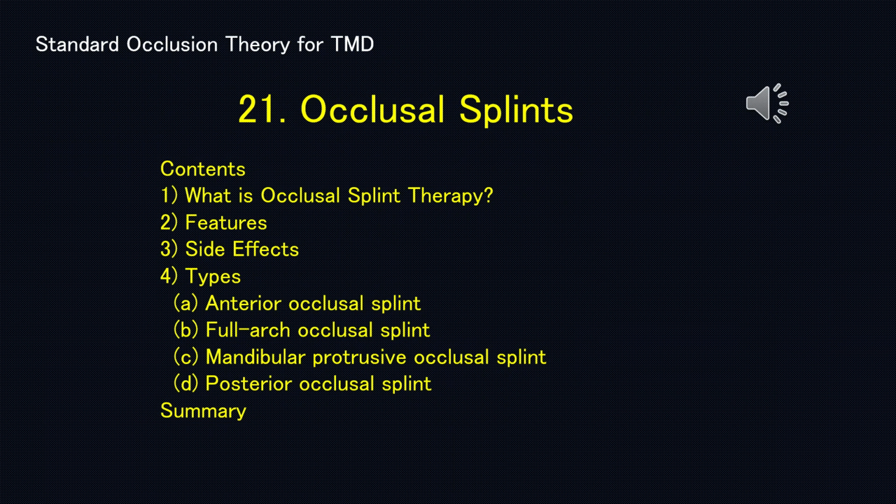21. Occlusal splints. Contents. 1. What is occlusal splint therapy? 2. Features. 3. Side effects. 4. Types. A. Anterior occlusal splint. B. Full arch occlusal splint. C. Mandibular protrusive occlusal splint. D. Posterior occlusal splint. Summary.